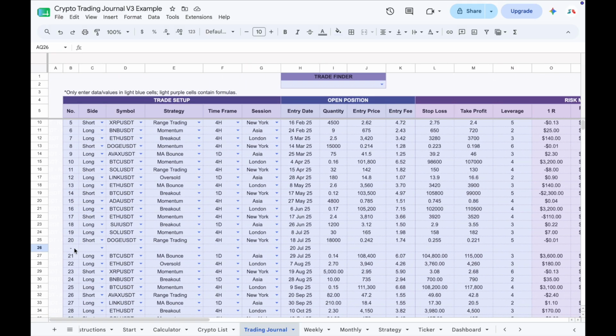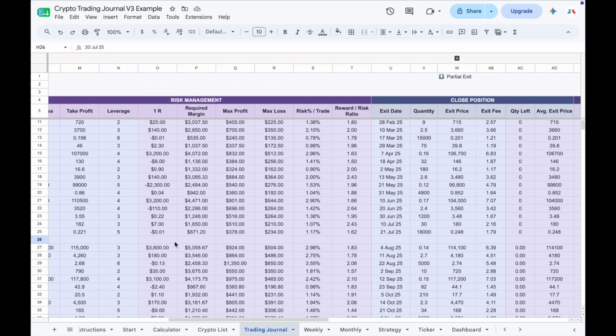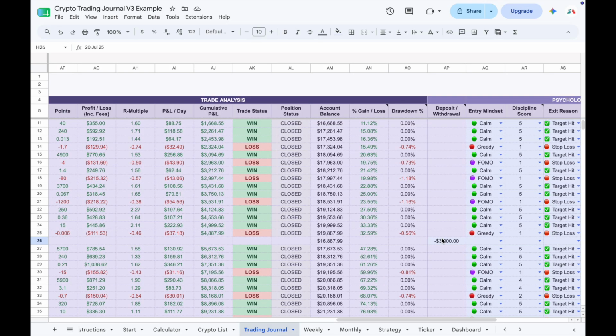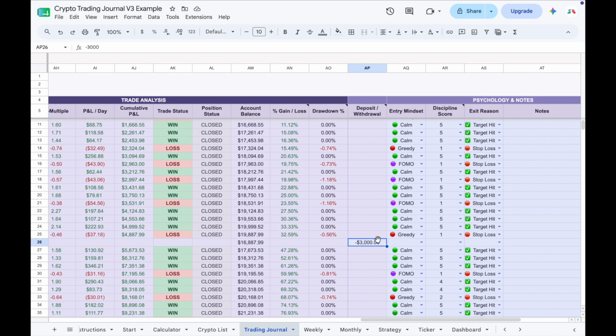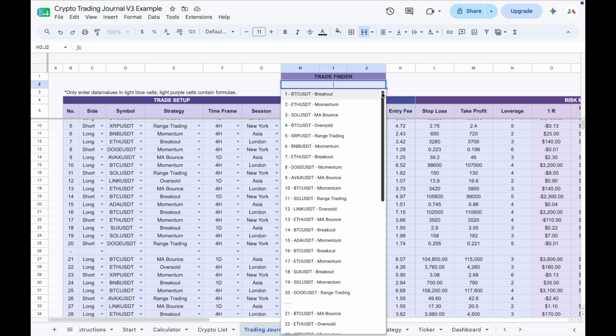If you make a deposit or withdrawal, simply create a new row, enter a dash in the trade number column, record the transaction date, and enter the amount. For withdrawals, just use a negative value. As your journal grows, the built-in trade finder makes it easy to locate any trade.